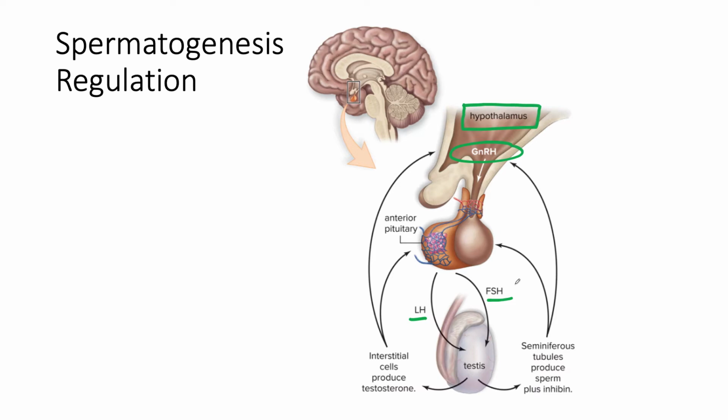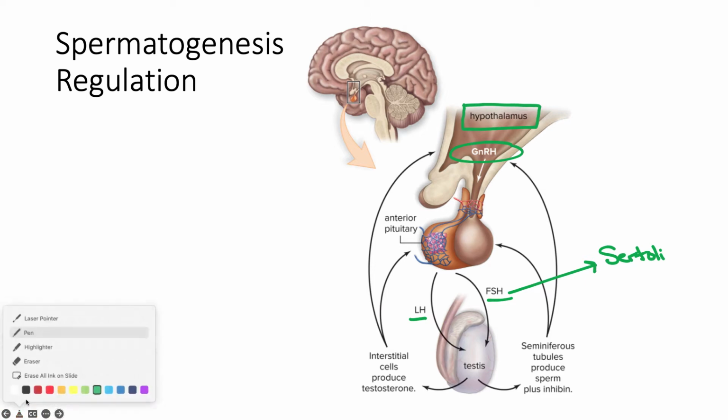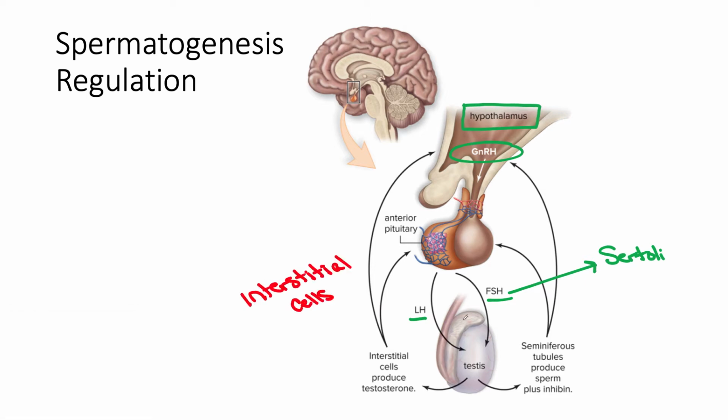Now, follicle-stimulating hormone is going to act on those Sertoli cells. Remember those cells that are supposed to be helping to sort of nourish and help and take care of the sperm. So follicle-stimulating hormone is going to act on those cells and cause them to help push the cells towards spermatogenesis. Luteinizing hormone is going to act on a different kind of cell, the interstitial cells. And it's going to tell those interstitial cells to produce testosterone, which also helps to stimulate production of sperm.